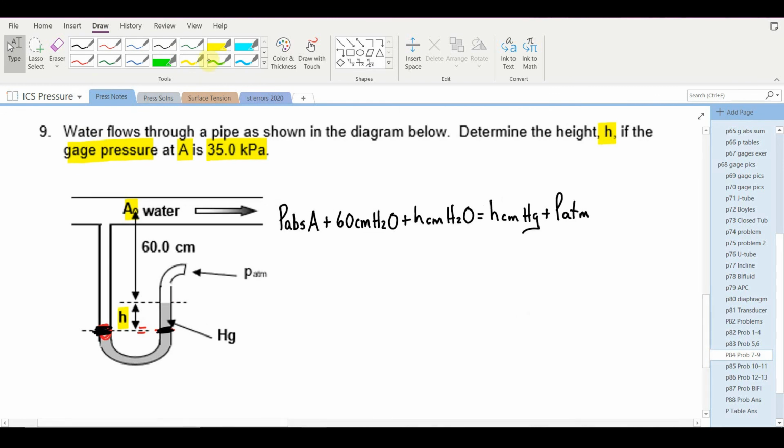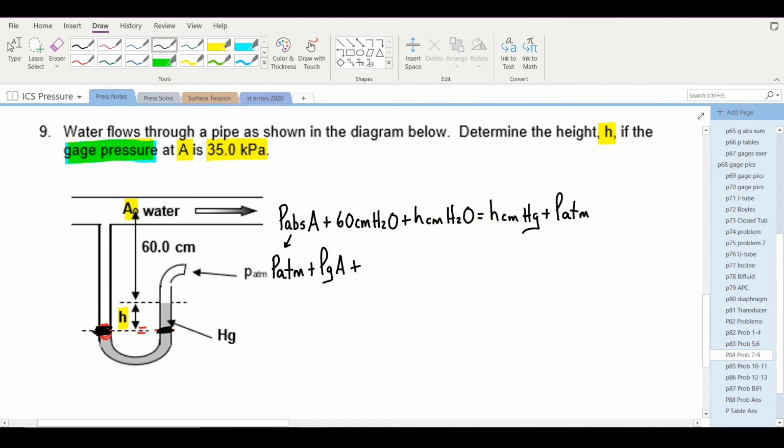Now notice that we're given the gauge pressure at A, not just the absolute pressure. So I'm going to break this apart and call it atmospheric plus the gauge pressure at A, right? Because atmospheric plus gauge is absolute. Now I'm going to have 60 centimeters of water plus h centimeters of water plus h centimeters of mercury. Well, you can't combine heights of different fluids. They have to be the same fluid. So if we converted all of our heights of water to heights of mercury, then we could combine these terms.